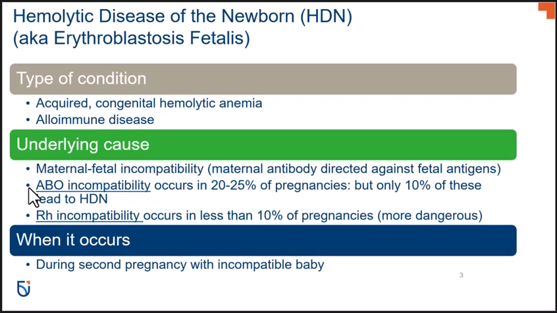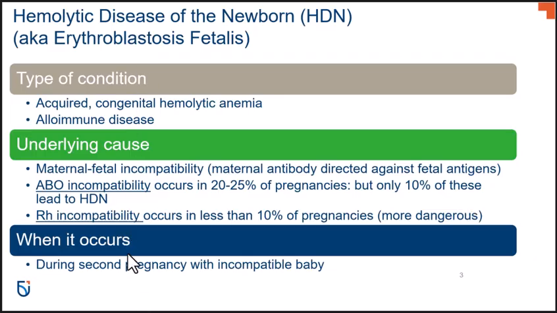The majority of causes are due to ABO incompatibility, which occurs if the mother and the fetus have different ABO blood types. Overall, this will occur in about 20 to 25% of pregnancies, but only about 10% of these will lead to hemolytic disease of the newborn. Rh incompatibility, which I'll also talk to you about in a moment, occurs in less than 10% of pregnancies, and this is the one that is more serious, and that's why I'm going to focus on that in one of our upcoming slides.